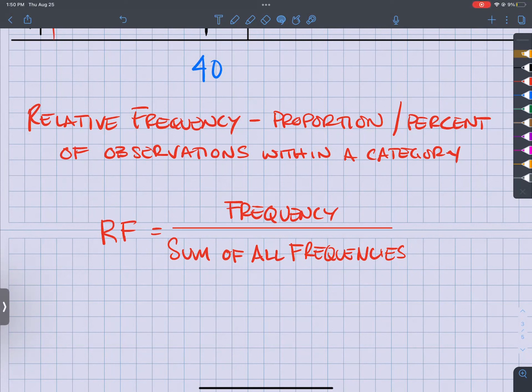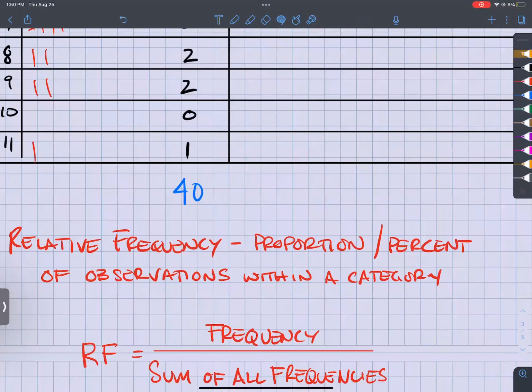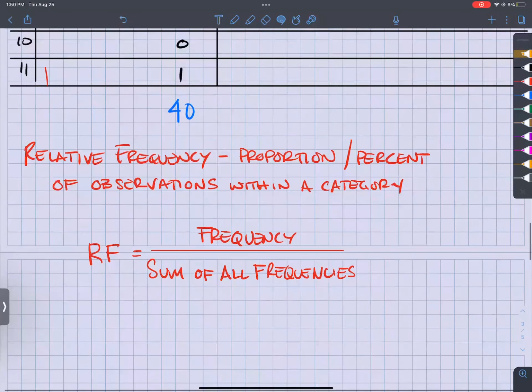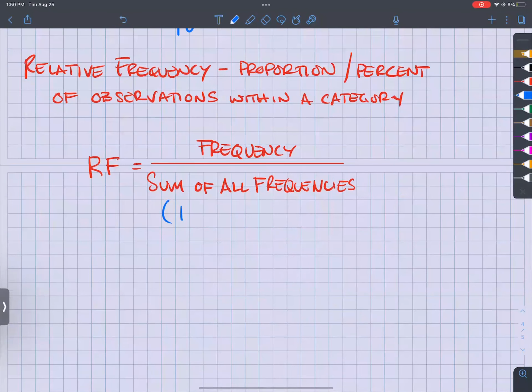Okay. Here's the thing. We just summed up all the frequencies, right? What is that really? Sample size, or the number of observations, right? So I almost want to call this number of observations.